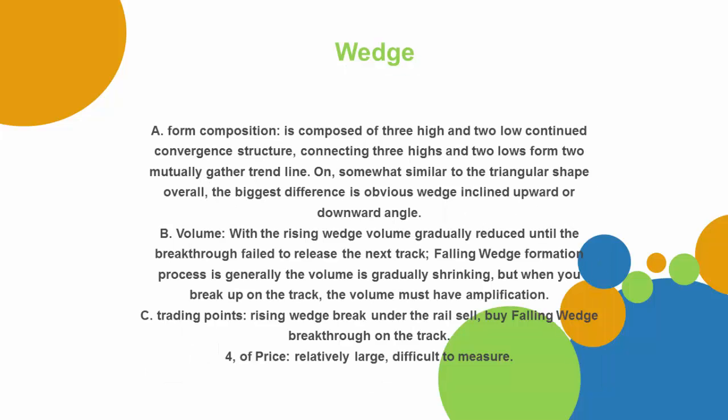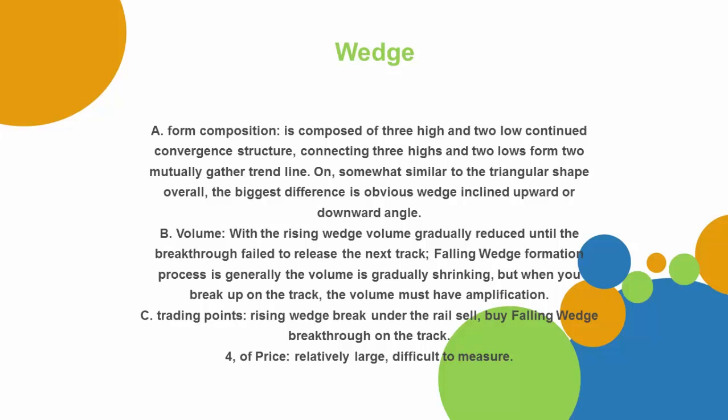Then we can see the wedge pattern. The form composition is composed of 3 highs and 2 lows, a continued convergence structure. Connecting 3 highs and 2 lows forms the converging trend lines. Somewhat similar to the triangular shape. Overall, the biggest difference is that the wedge is obviously inclined at an upward or downward angle. This is the form composition.